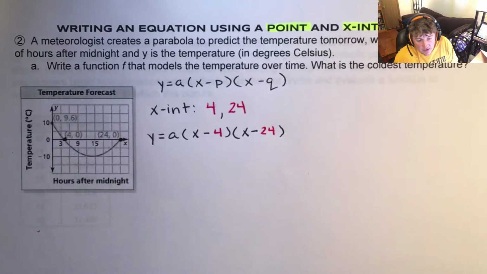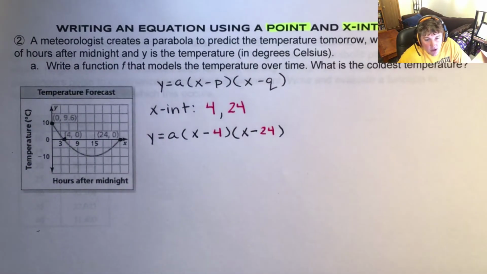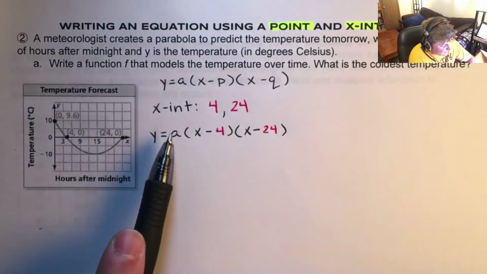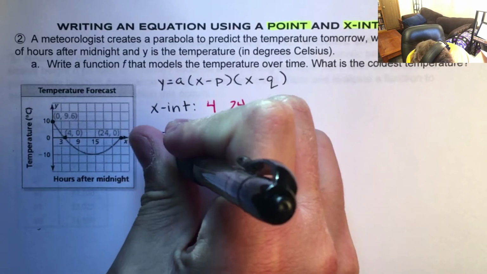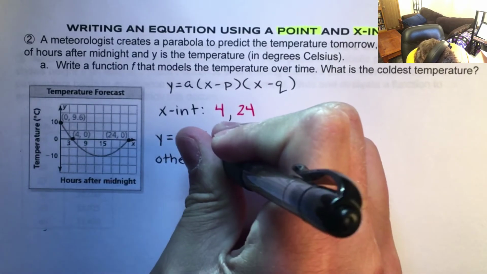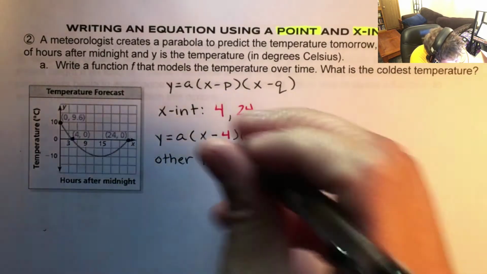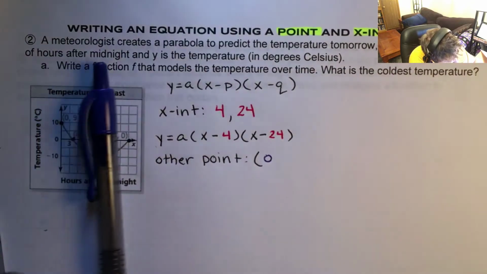Okay, so then from here, I have that one other point, 0, 9.6. Again, it doesn't have to be when x is 0. I could pick any point on the line that's not an x-intercept and plug it in. So here, then we have the other point. What's that other point for us? Well, it looks like it is 0, 9.6.